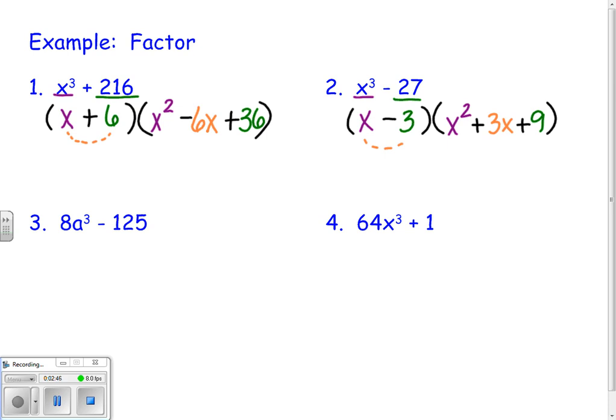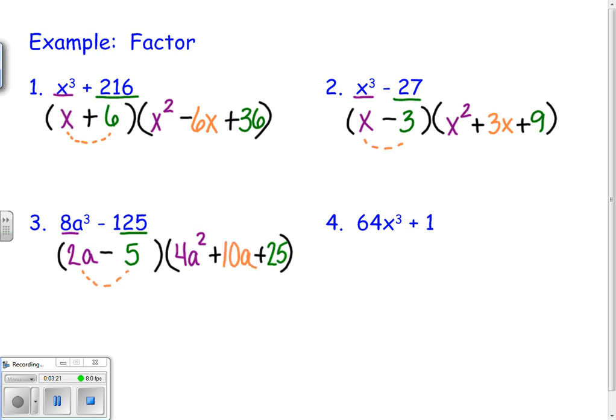It gets a little trickier when you have numbers and letters, but the same thing. A 2 by 3. Copy the sign, turn it a little opposite, always end positive. All right, careful with the first one. The cube root of 8a cubed is 2a. And if I square a 2 and an a, I get 4a squared. The cube root of 125 is 5, and if I square it, I get 25. The product of 2a and 5 is 10a and goes in the middle.